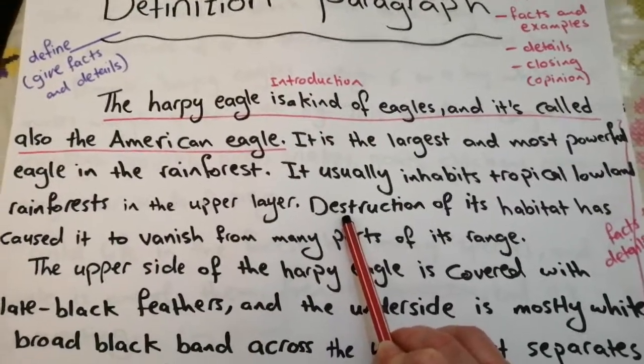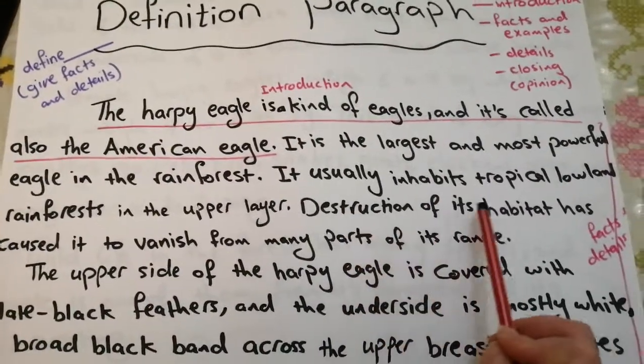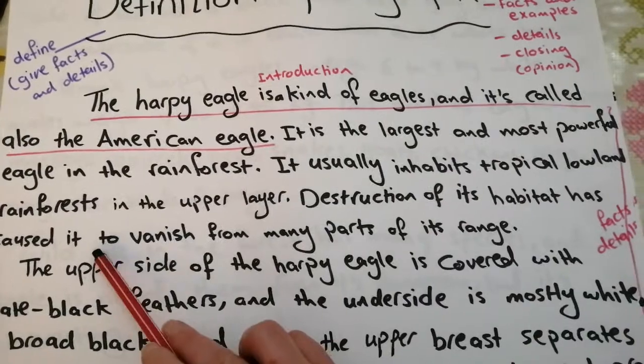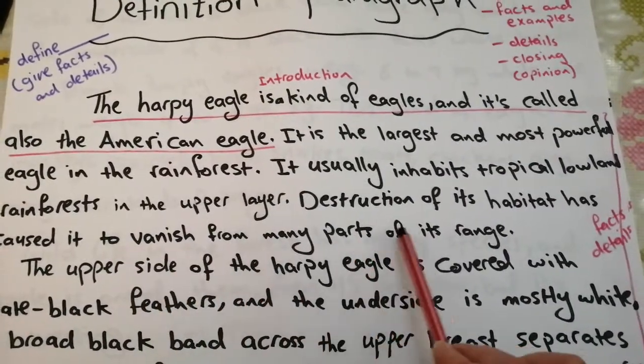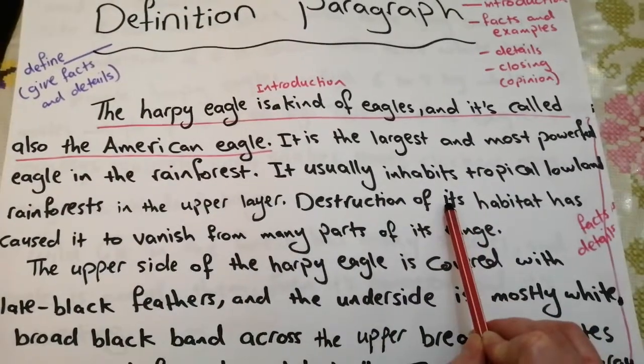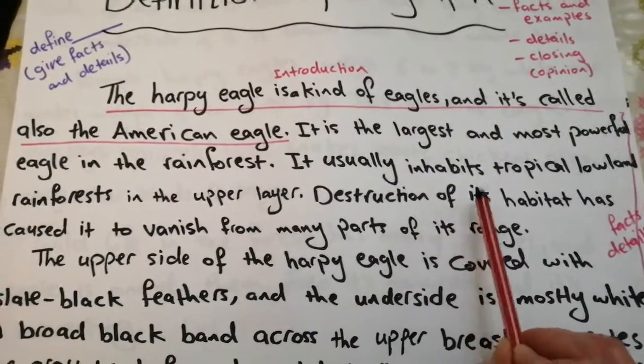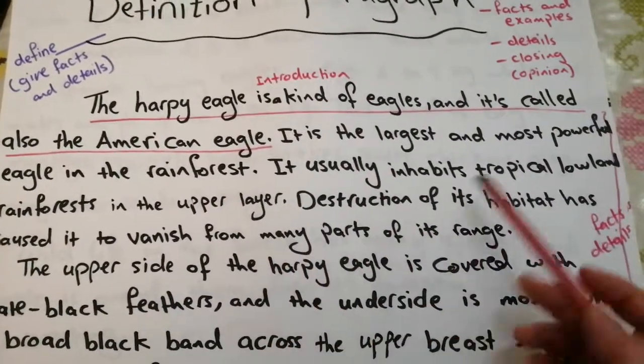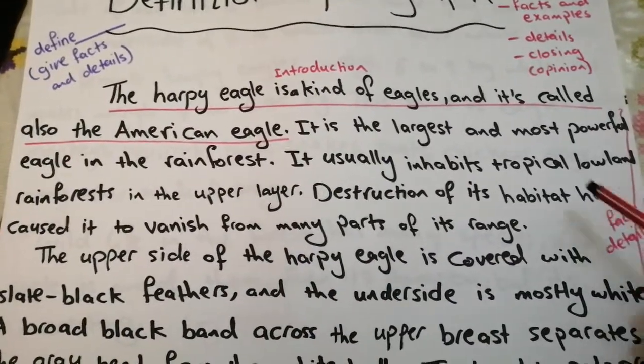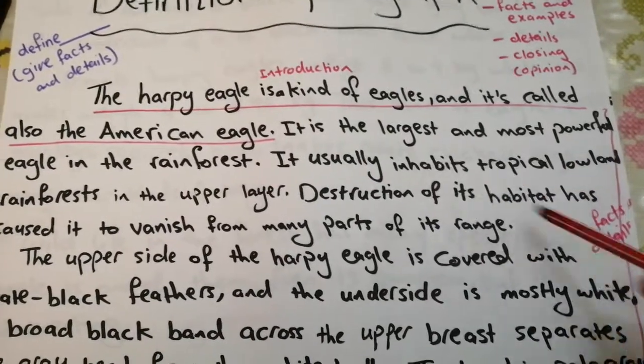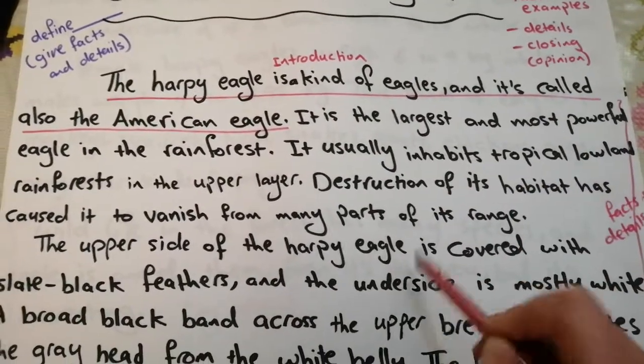Here I added extra information. Destruction of its habitat has caused it to vanish from many parts of its range. Here I added information that destruction of its habitat, the upper layer of the rainforest, will cause it to vanish and disappear. So here I'm writing facts and details in the body of the paragraph.